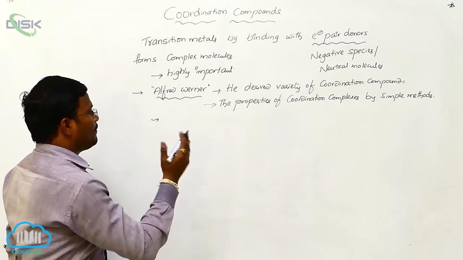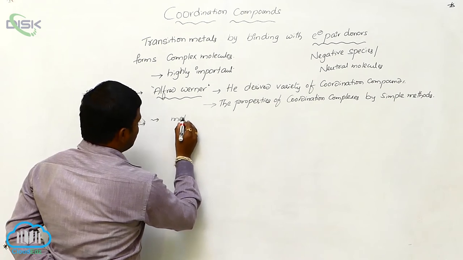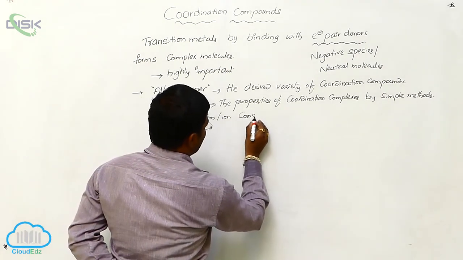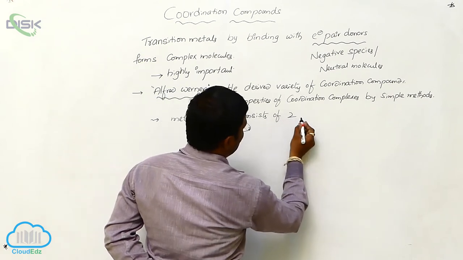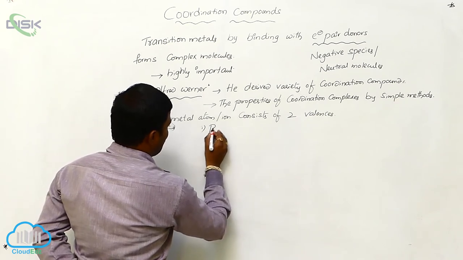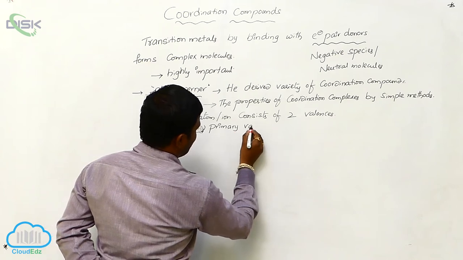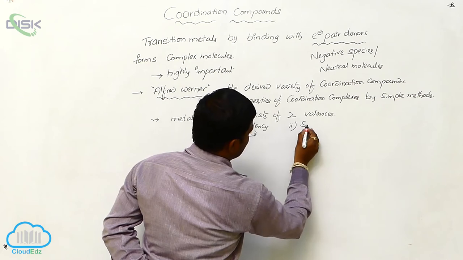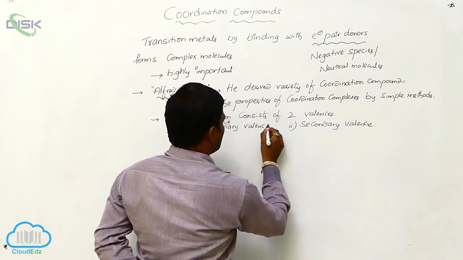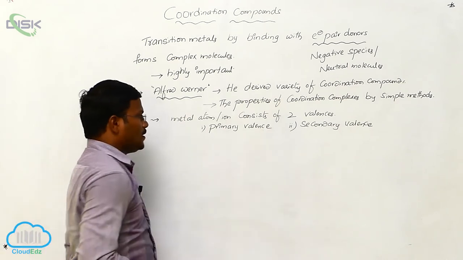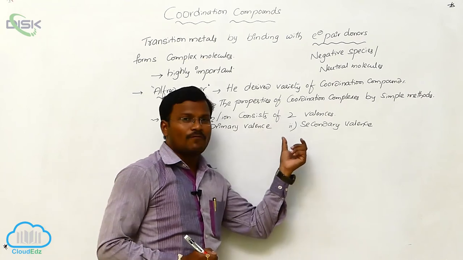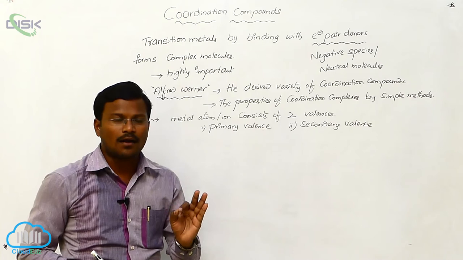In coordination complexes, as per Alfred Werner, the metal atom or metal ion consists of two valencies. Out of the two valencies, the first is called the primary valency, whereas the second is called the secondary valency. In most cases, the primary valence is satisfied by negative species, whereas the secondary valence is satisfied by either negative species or neutral species.